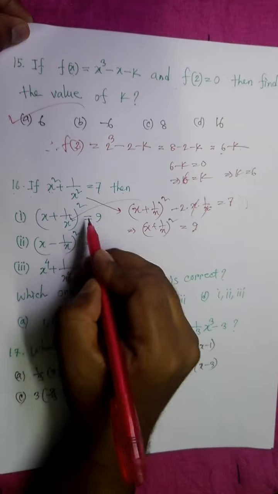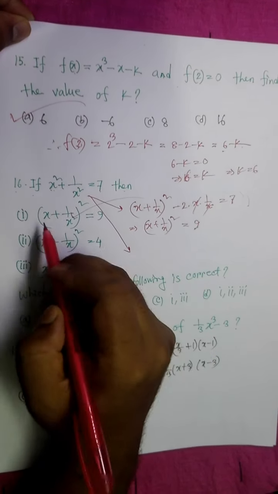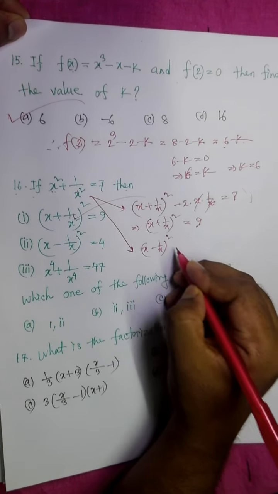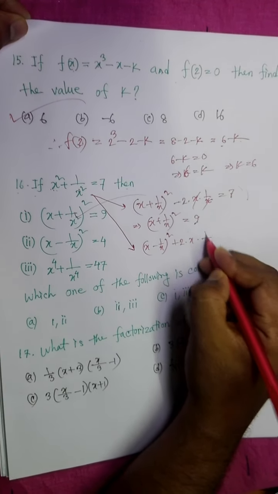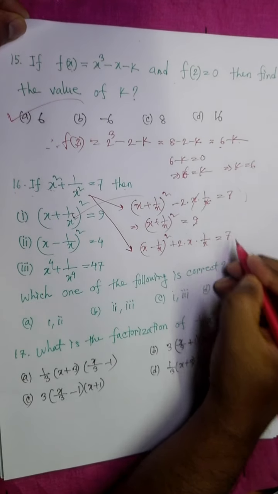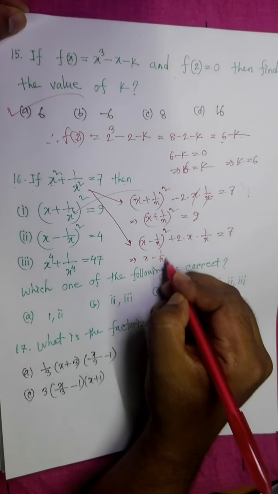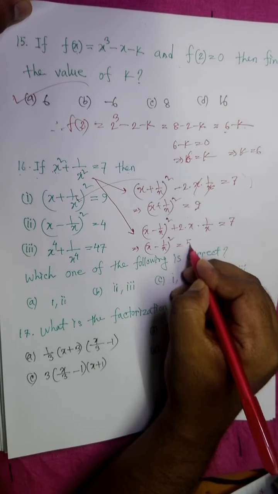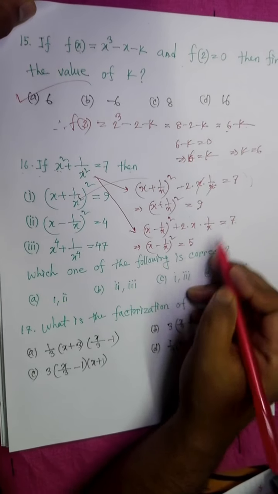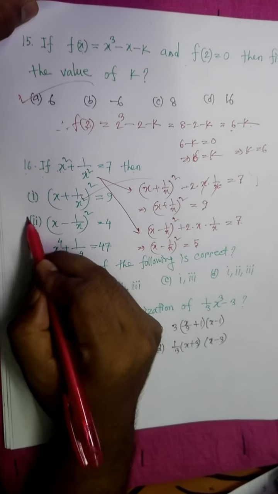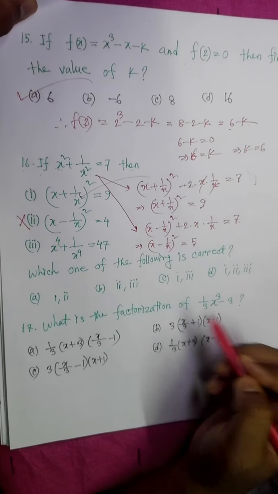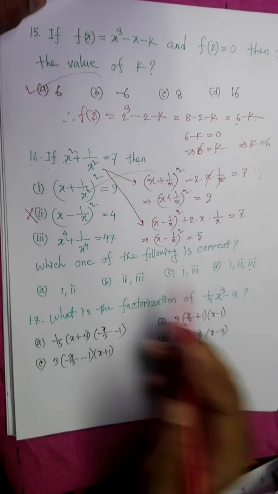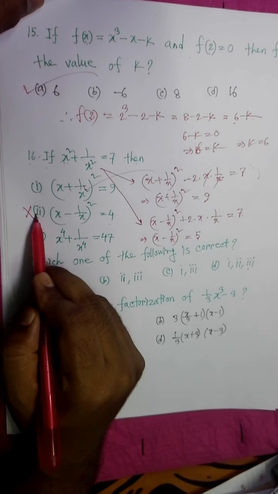Now to find the second condition, we can write a square plus b square equal to a minus b whole square plus 2ab equal to 7. So x minus 1 by x whole square plus 2 becomes minus 2, that is 5. 7 minus 2 equal to 5. So our given condition is not correct. Here all the options are double or triple, so the second condition is not correct.